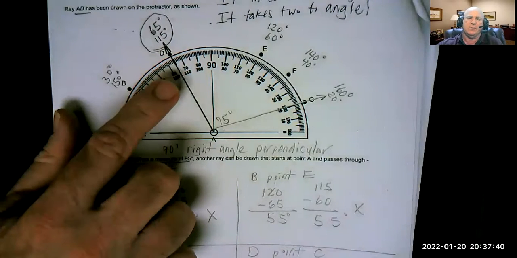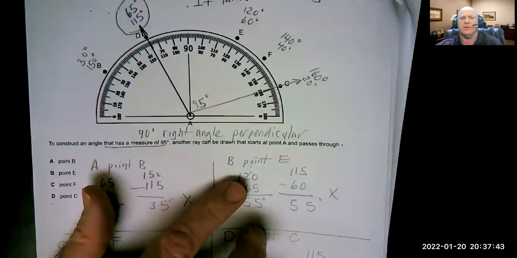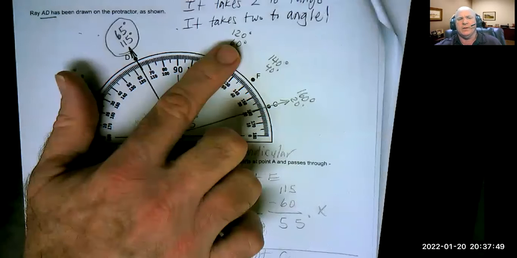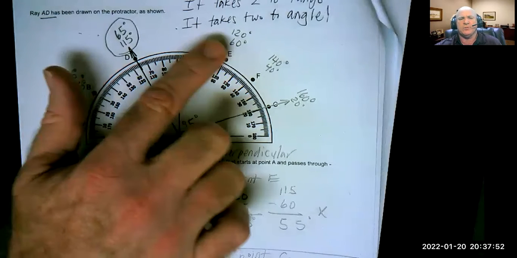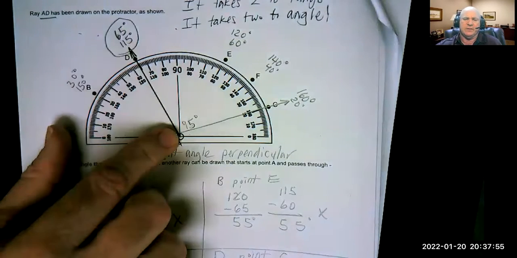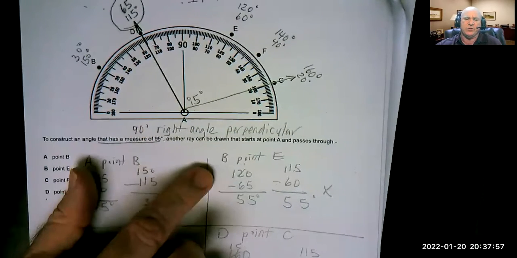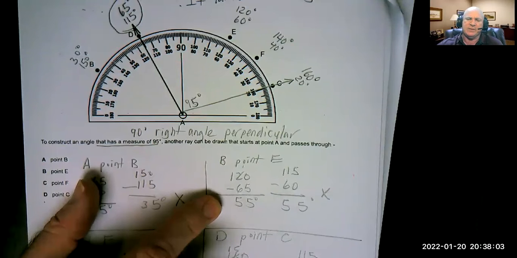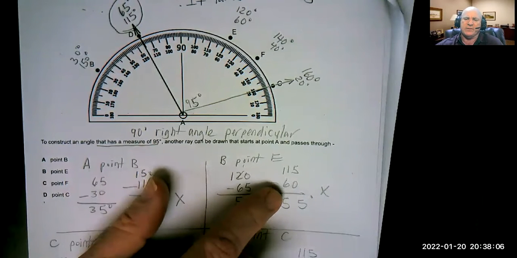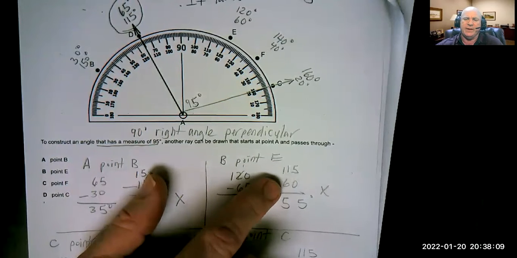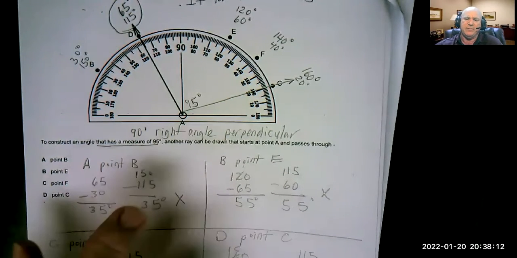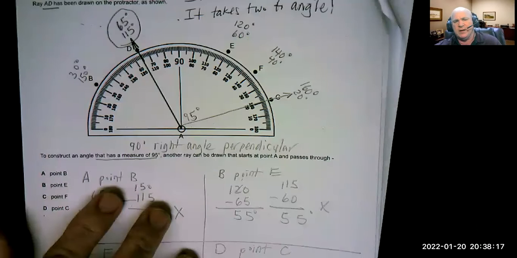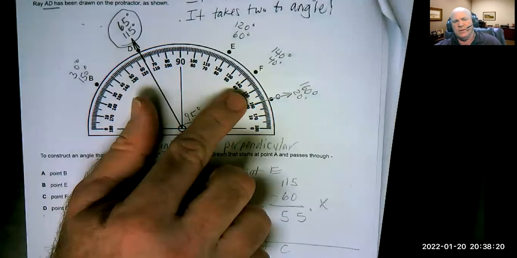Letter B says check point E. There it is, 120 on the top, 60 on the bottom, compared to how much more you subtract, what is the difference? 120 minus 65 equals 55 degrees, so I can already eliminate that. Or subtract 60 from 115, or 115 minus 60, 55 degrees. Eliminate letter B. Letter C, point F, 140 on the top, 40 degrees on the bottom is the point that it passes.